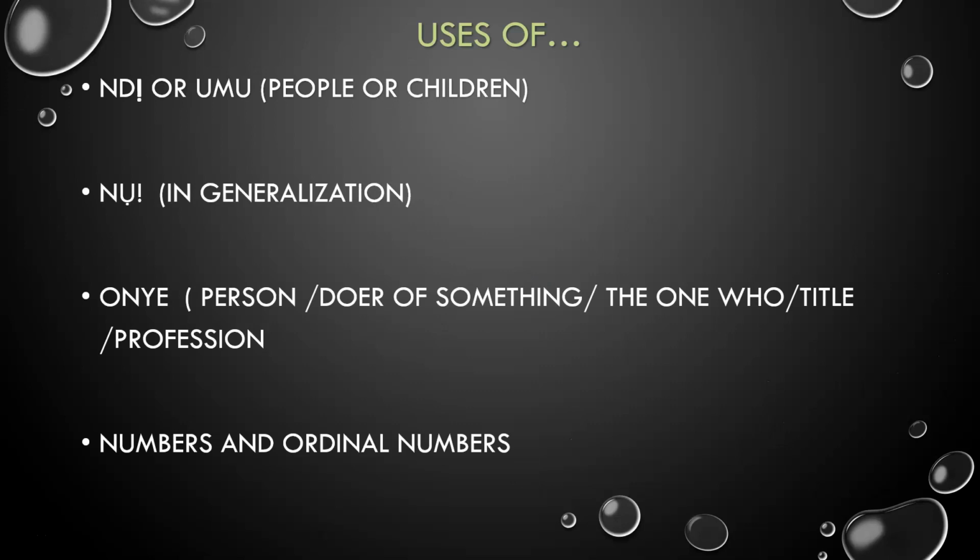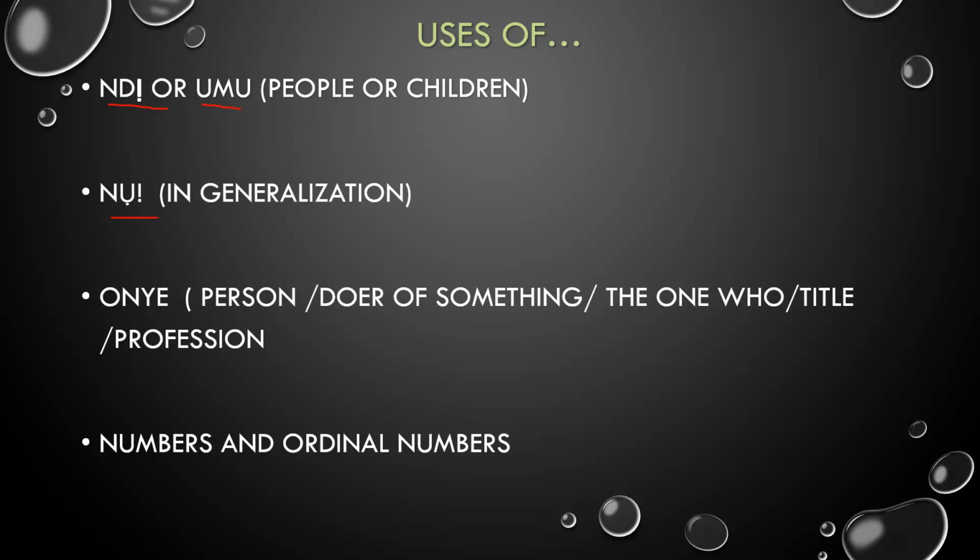So one might ask, how do you differentiate between singular and plural in Igbo if you can't add S and if the spellings are all the same? Easy. We use these rules. We use ndi or umu to make nouns plural in Igbo. We use no.